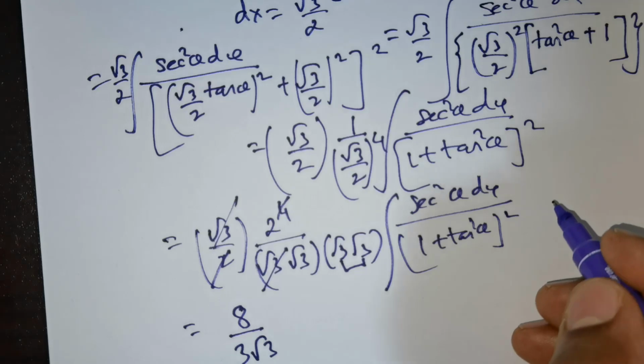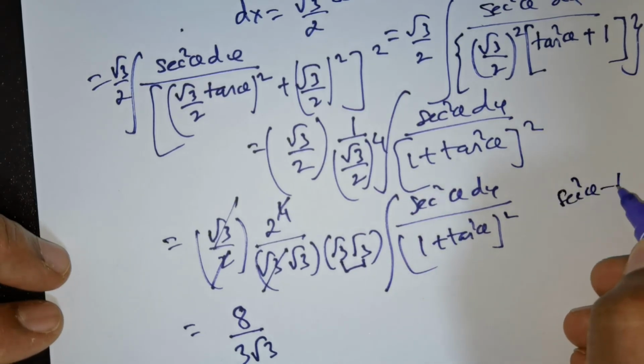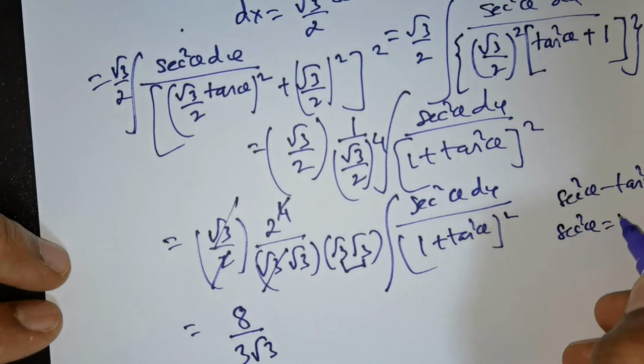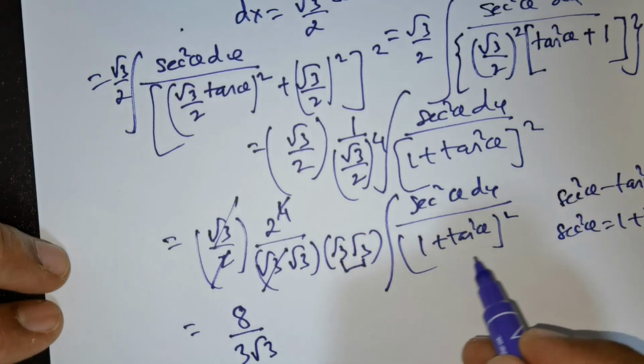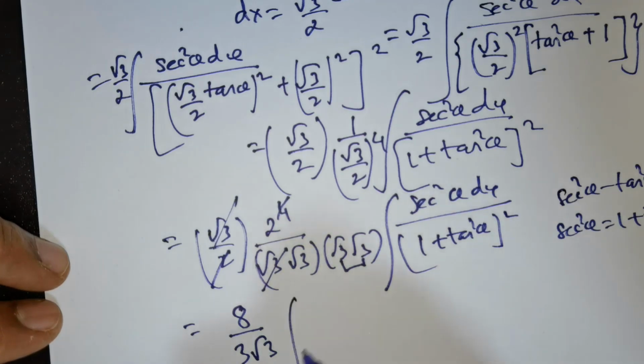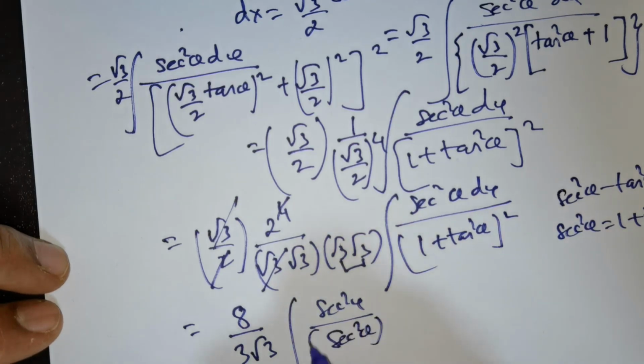So we know that secant square theta minus tan square theta is equal to 1. So from here secant square theta is equal to 1 + tan square theta. So I'm going to substitute secant square theta in place of 1 + tan square theta. So this is going to be integral secant square theta divided by, in place of 1 + tan square theta, secant square theta raised to the power of 2 times d theta.